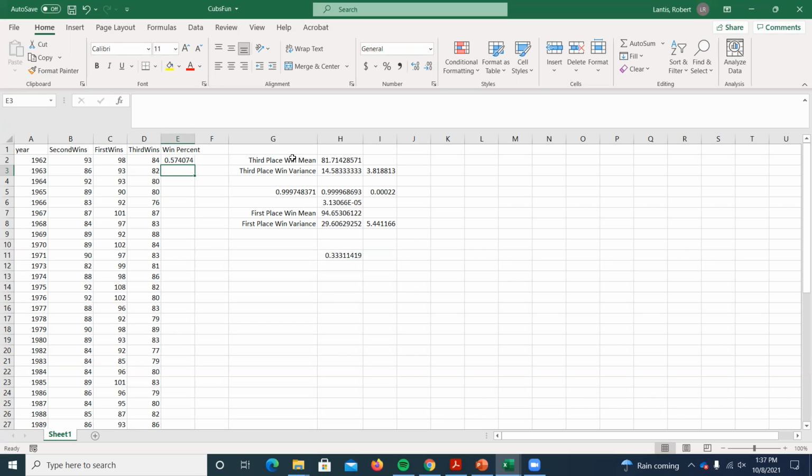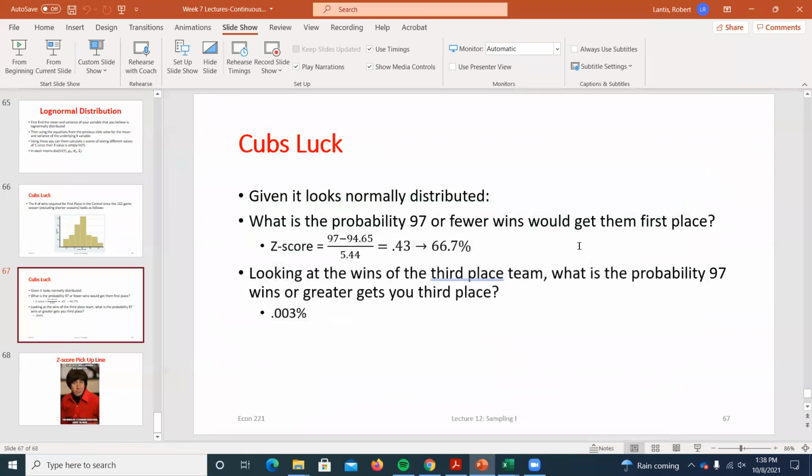Yeah, I don't know. Maybe you guys can find that interesting at all. I think it's interesting how often things pop up that are normally distributed.